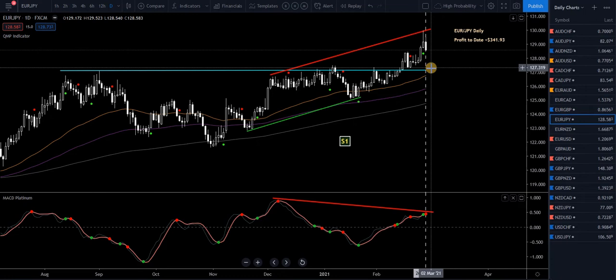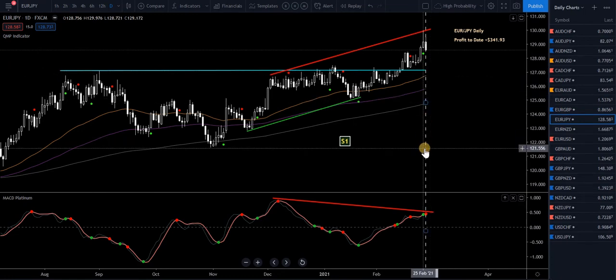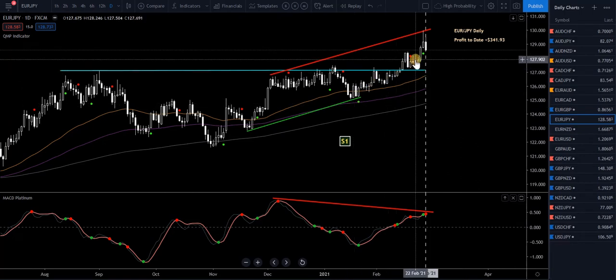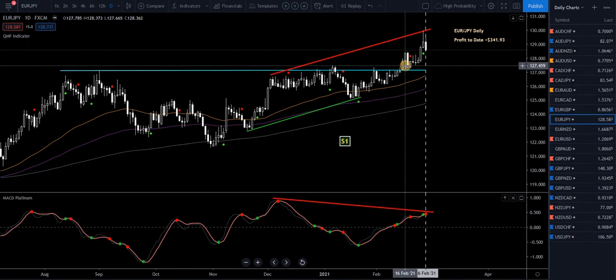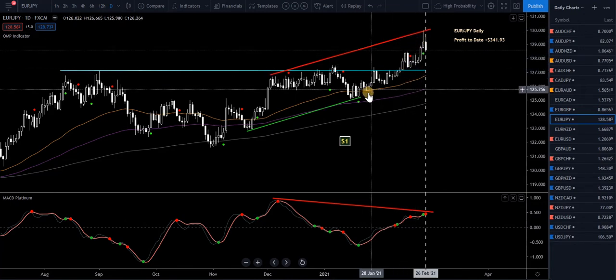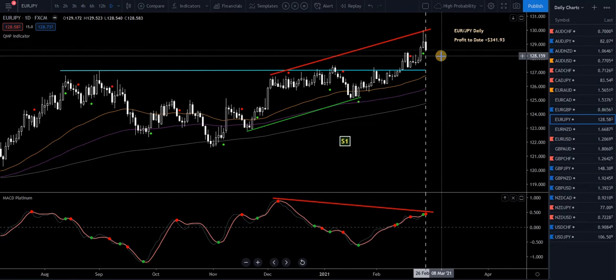Euro yen. No trades on at the moment. What have we got here? We've got the grey warning line. Possible. And the reason that's there is because there's a red dot on the MACD platinum above the zero level, so I'm getting into sell mode, looking for a sell. Nothing happening at the moment. It's going nowhere fast.